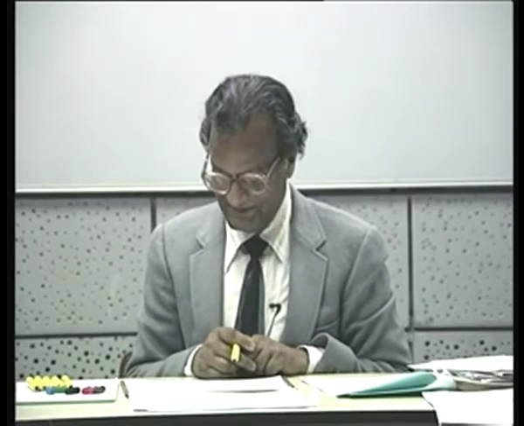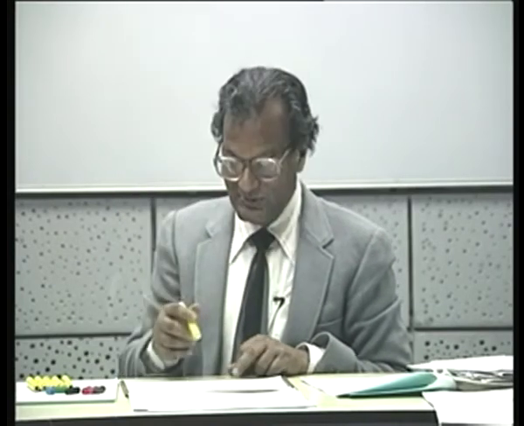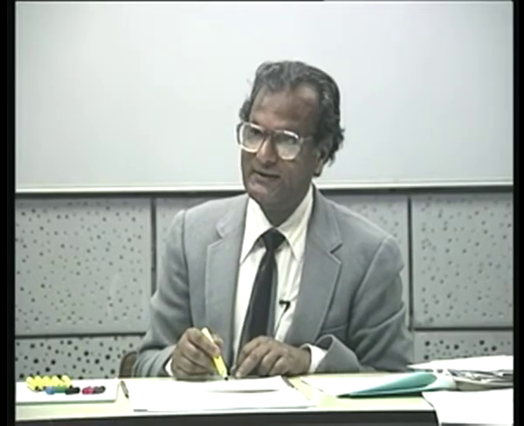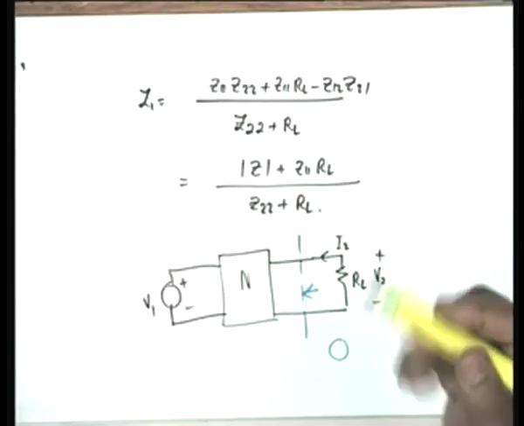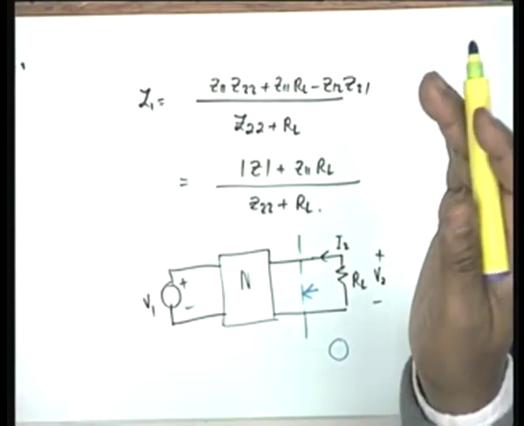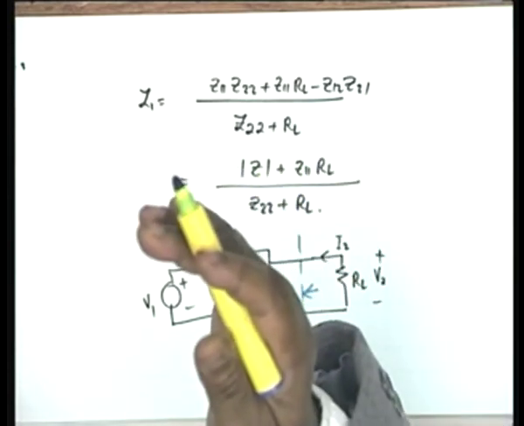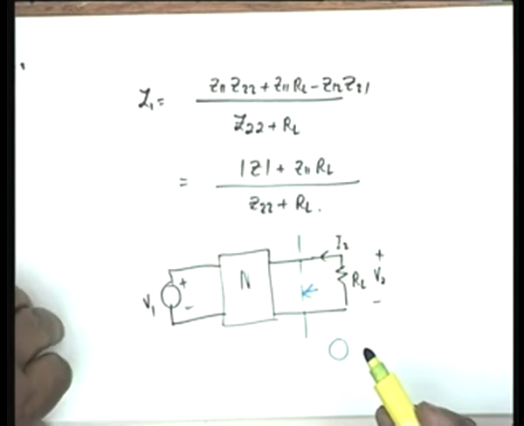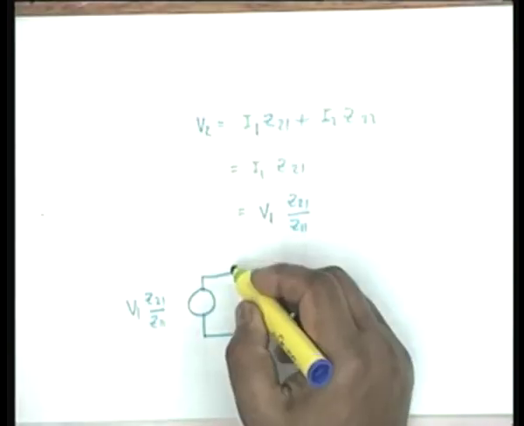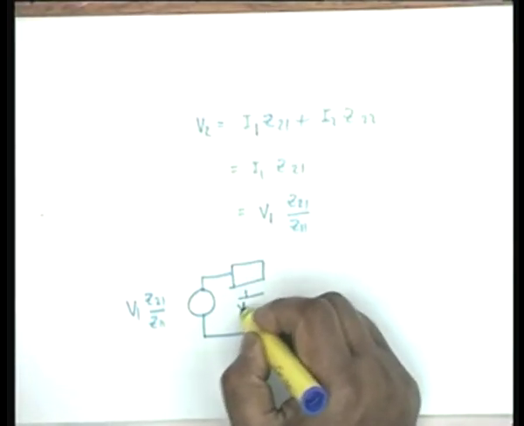No. 1 by Z22 will be if this is kept open. Now I have shorted it. So I know the admittance, the definition of Y22 is the admittance looking back from port number 2 with port number 1 short circuited, and this is precisely what it is. 1 by Y22. This is the Thevenin impedance.